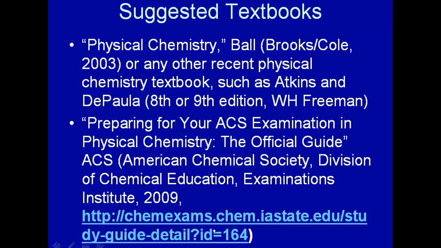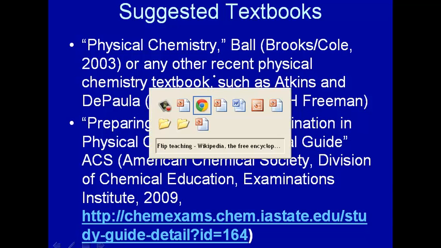All right, what kind of textbooks do you need? Well, you need an introductory chemistry textbook. Here's one, Ball. That's what I've used in the past. My hope is that there'd be a lot of used copies or copies you can borrow so you don't have to pay $150 for the textbook. Another possibility is Atkins and DePaula, the 8th or 9th edition, or any other recent physical chemistry textbook.